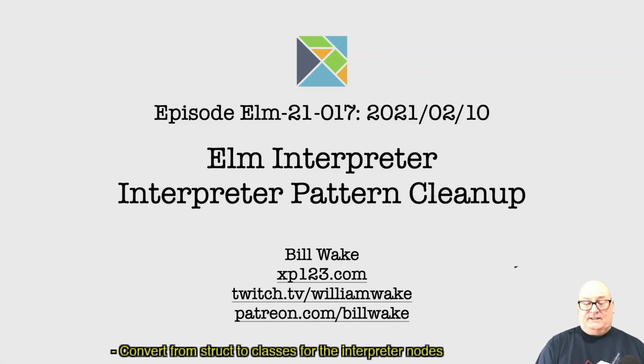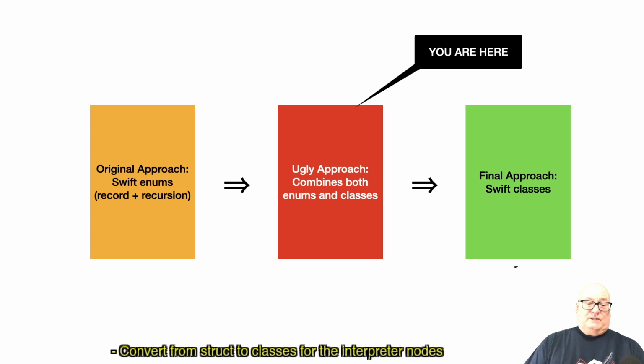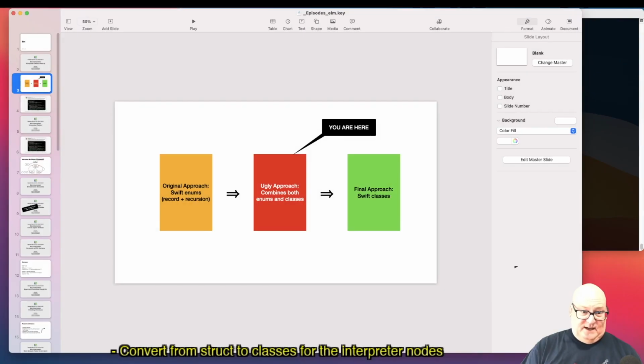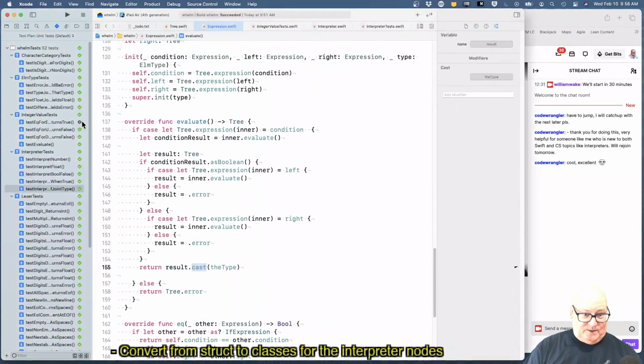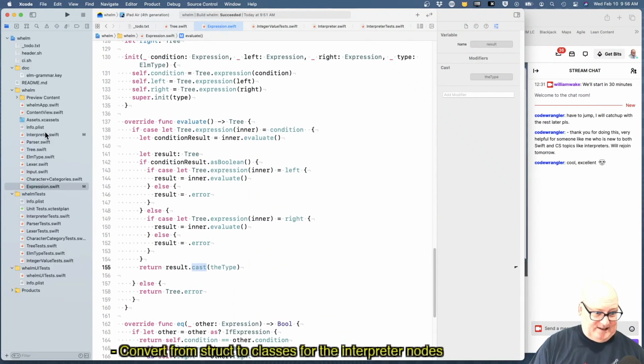We worked hard yesterday to get the interpreter pattern started, and we're kind of in this middle state. We started off with the original approach, Swift enums, which use records and recursion, but don't use classes and don't have polymorphism. We've got an ugly approach that combines both those enums and the polymorphic classes, and our goal is to get things switched over to polymorphic classes only. Unfortunately, that actual transformation disappeared when I didn't get the video started correctly.